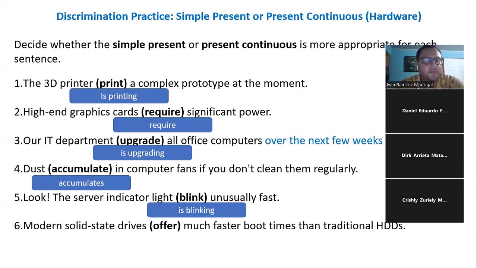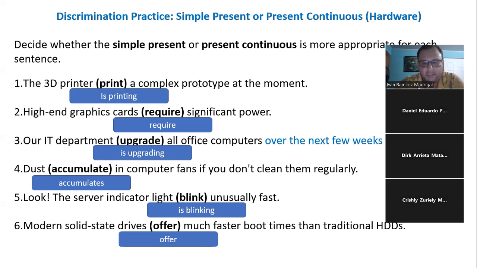And it says more modern solid state drives offer much faster boot times than traditional HDDs. How true is that? You see the fact? Is this something that is ongoing? Is this something that has been arranged to happen in the near future? Offer, of course. So to my last two questions, the answer was no, no. It's not ongoing, no. It's not arranged for a near future, no. So use simple past. Oh, sorry, use simple present.